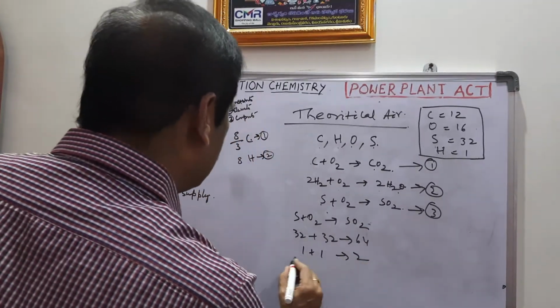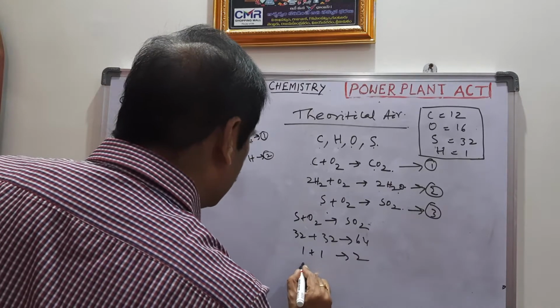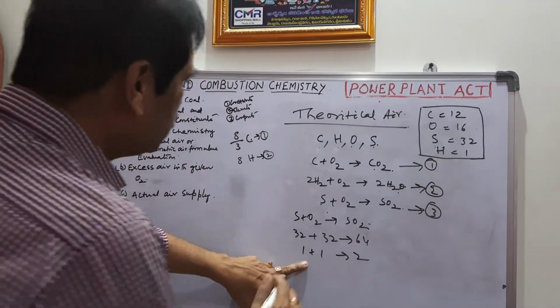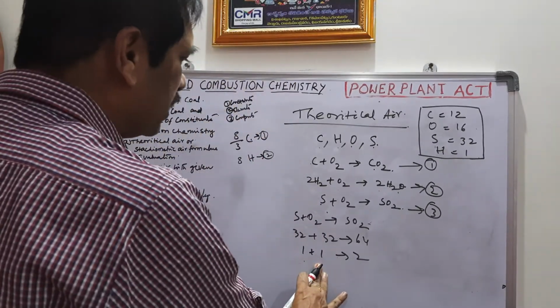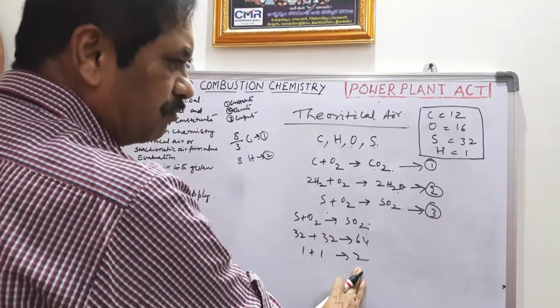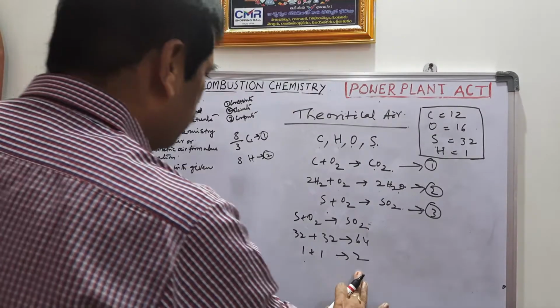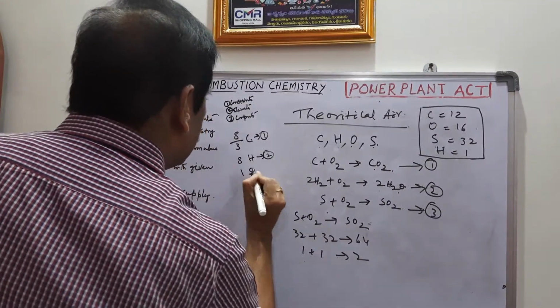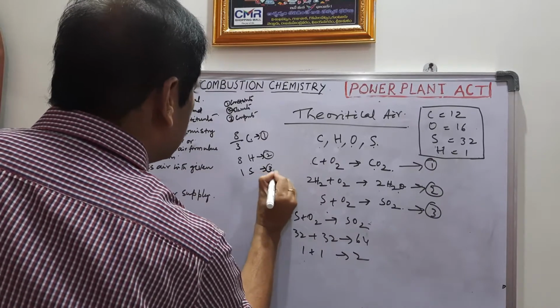So what it is, when 1 kg of sulfur is in contact with 1 kg of oxygen, then 2 kg of sulfur dioxide is going to be formed. So 1 kg sulfur. You can take this thing.